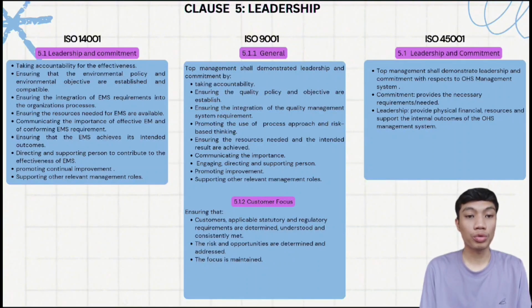And 5.1.2 Customer focus, which is ensuring that customer and applicable statutory and regulatory requirements are determined, understood and consistently met. The risks and opportunities are determined and addressed. The focus is maintained. For the ISO 45001, use 5.1 Leadership and commitment, which is top management shall demonstrate leadership and commitment with respect to the OSH management system. Commitment provides the necessary requirements needed. And lastly, leadership provides physical and financial resources and supports the intended outcomes of the OSH management system.